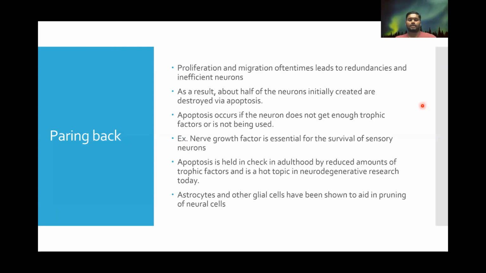Now, something else that I found is, of the many functions of the astrocytes, another function is that it has been shown to aid in the pruning of these neural cells by phagocytosis. So pairing back, just to summarize, is done by two processes. One is by apoptosis, and the other is by astrocytic phagocytosis.